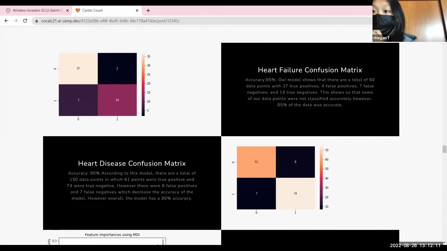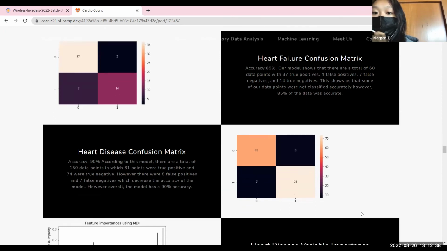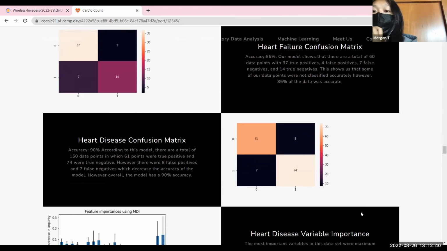For our heart failure confusion matrix, it has an accuracy of 85%. It shows that some of our data points were not classified accurately. However, 85% of the data was accurate. And for our heart disease data set, the confusion matrix shows a 90% accuracy, since there are 8 false positives and 7 false negatives, which decrease the accuracy of the model. However, overall, the model has a 90% accuracy, which is pretty accurate.